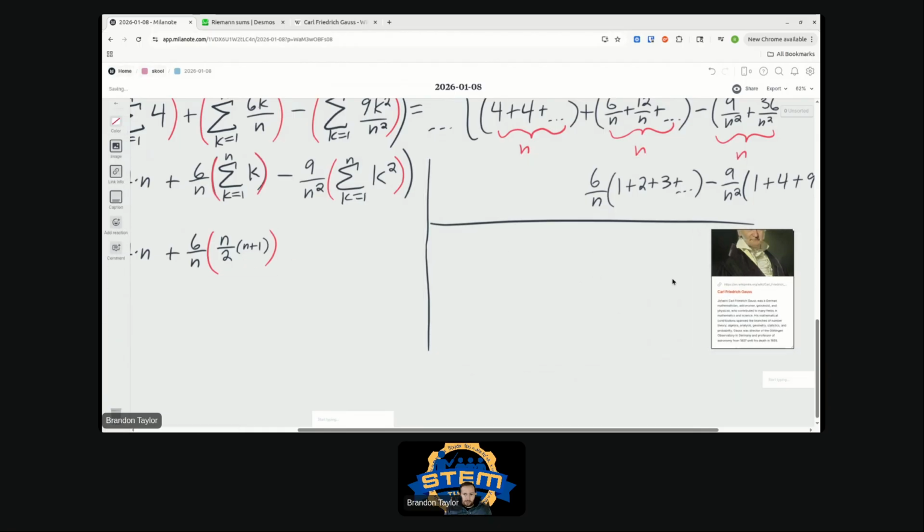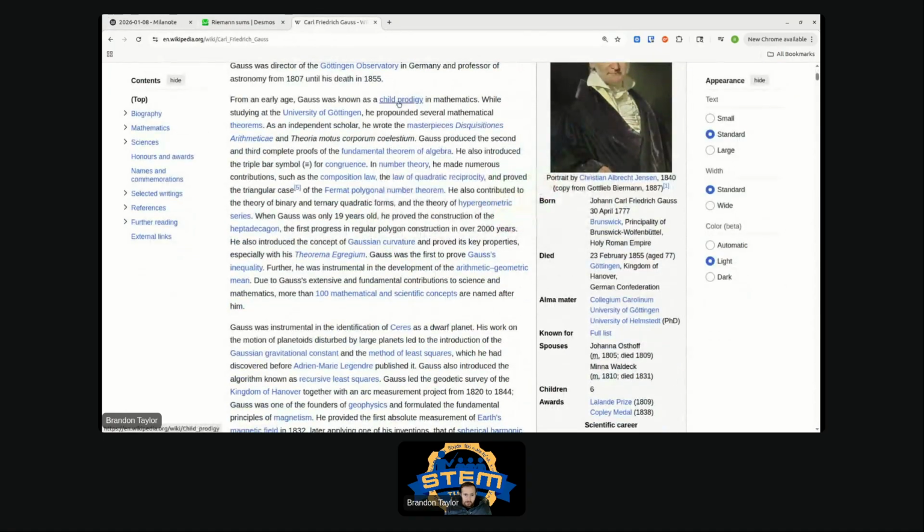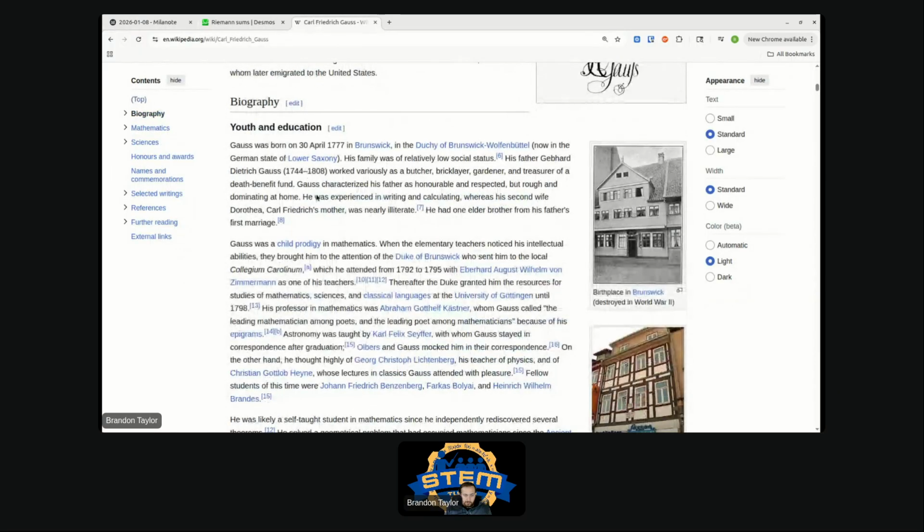So he came up with this idea, and honestly, I wouldn't be surprised if it's on the page. Let me see here. Yeah, he was a child prodigy, so you got to be a child prodigy to come up with this formula we're about to figure out.